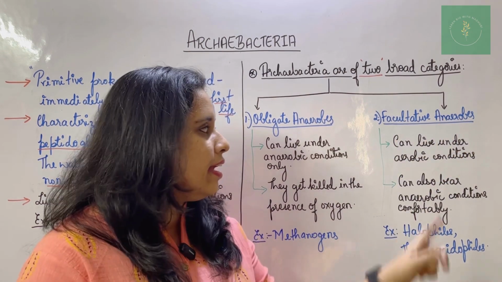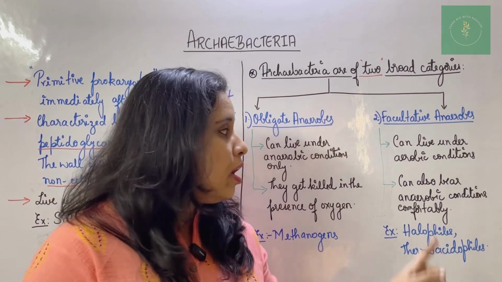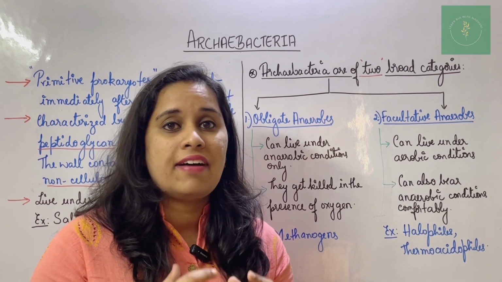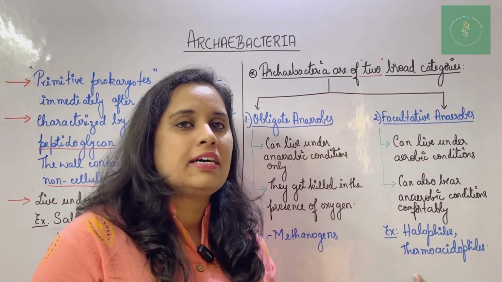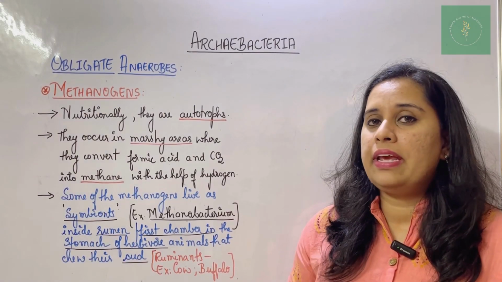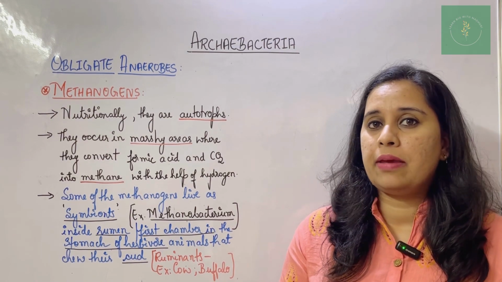The second type of Archaebacteria is facultative anaerobes. These are the bacteria which can live under aerobic conditions, and also they can bear anaerobic conditions comfortably. For example, Halophiles, Thermoacidophiles.